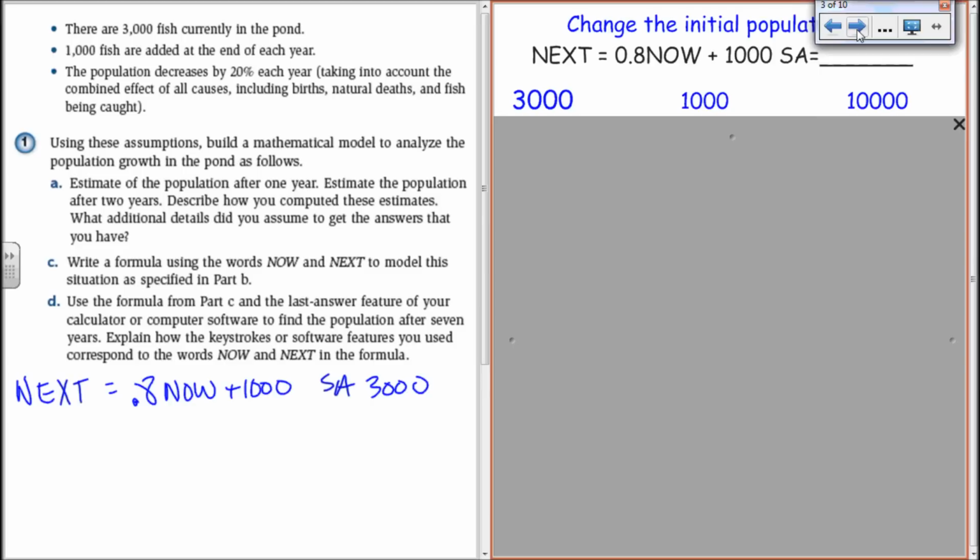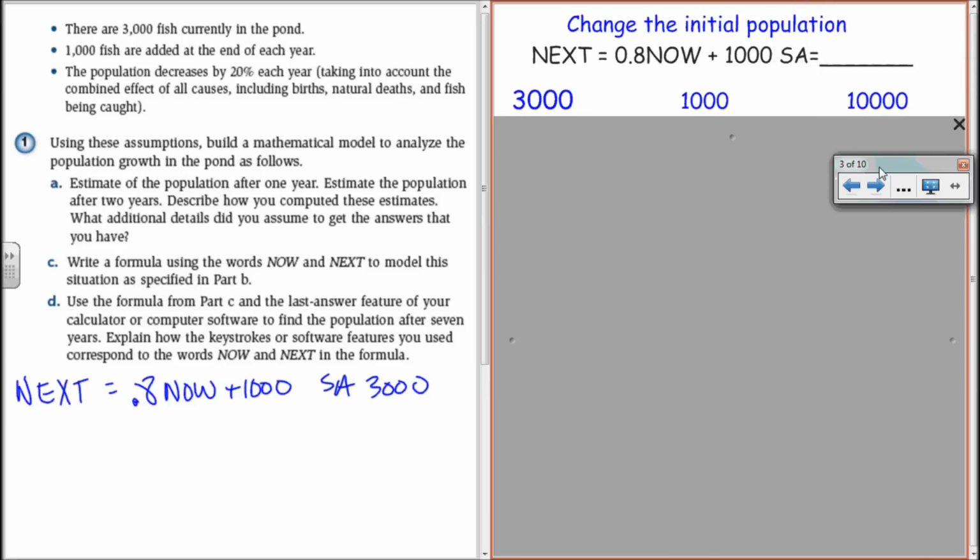And what should happen is that fish population should actually level off. And we haven't seen that before. So I would want you to find where that actually levels off, and that's what we'll talk about tomorrow in class. But let's see what we can actually change in our situation.